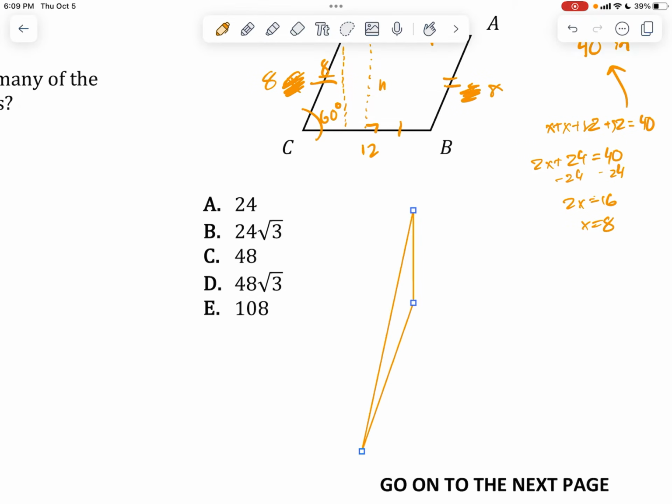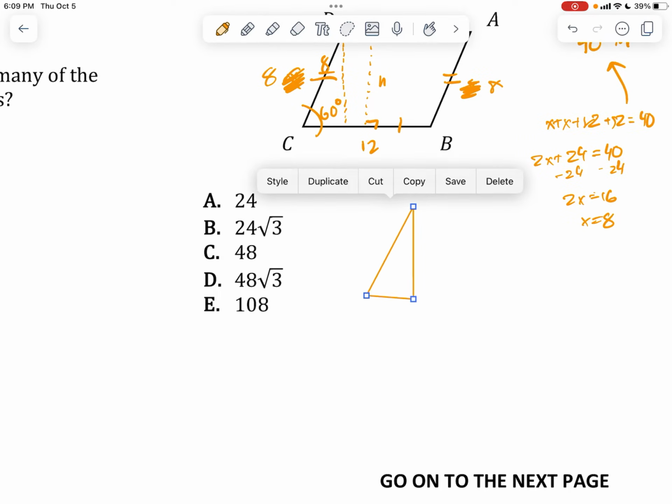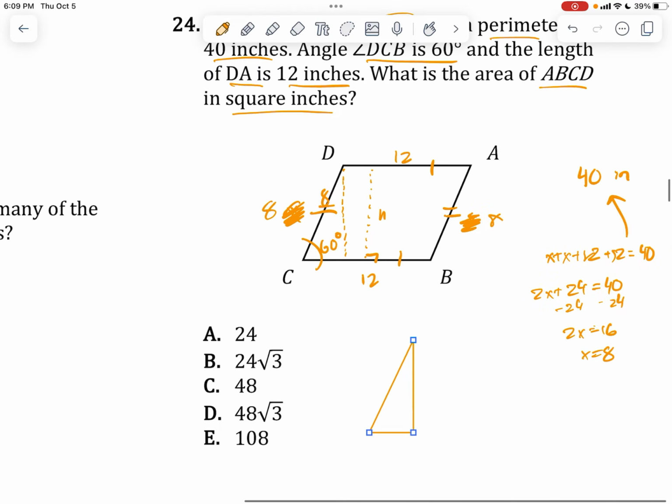Okay, so this triangle right here corresponds to this section right here, okay? So we know 60 degrees. It's really just a 30, 60, 90 triangle. Hypotenuse is 8, and we want to find this. So if you remember your 30, 60, 90 triangle, then this will be familiar.